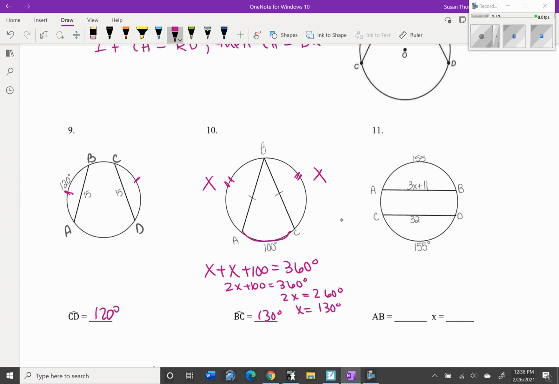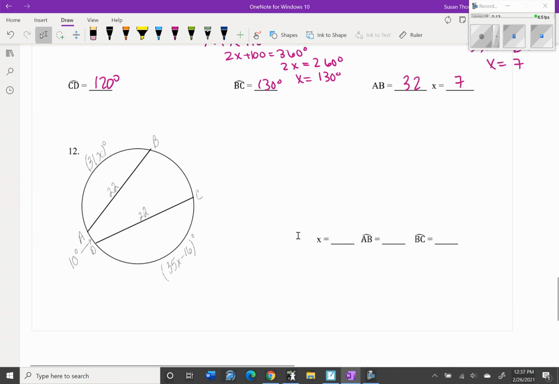For the next one, if we know AB's arc is 155 degrees and CD's arc is 155 degrees, that means that these two measures here have to be the same. So if we want to solve for AB, we need to find x. Well, AB actually we know is 32 because CD is 32, but to solve for x, we need to set them equal. So 3x plus 11 equals 32. So then subtract the 11, we get 3x is equal to 21, and divide by 3, so x is equal to 7.